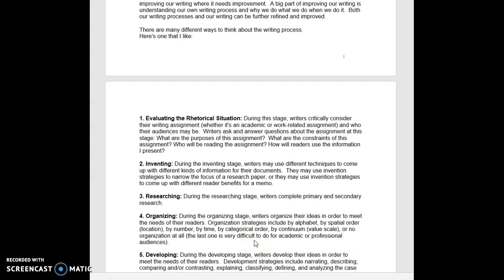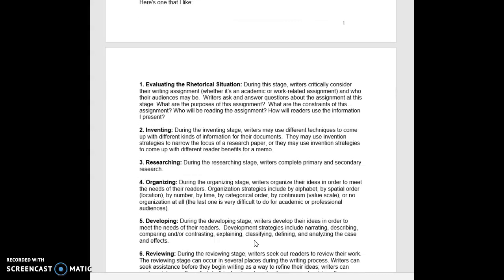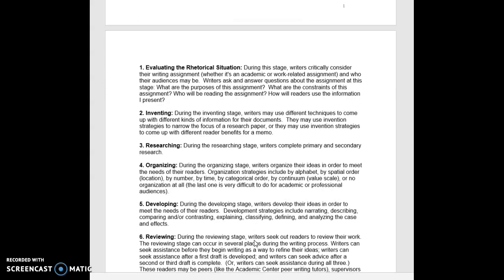Inventing, this is the same as brainstorming. You're doing that right now with the actual hero unit. Researching, again, you're going to be researching some different topic stuff. Really important to understand the difference between primary and secondary. Again, stuff that you've covered, but important stuff so that you know this is what you do even outside of going to school. And organizing, how are you going to organize it?